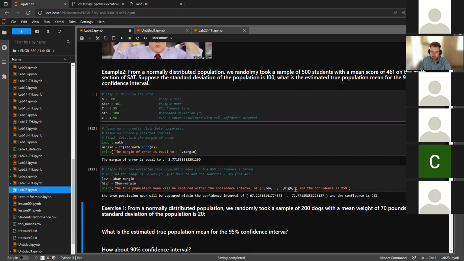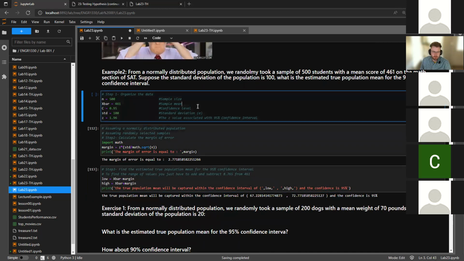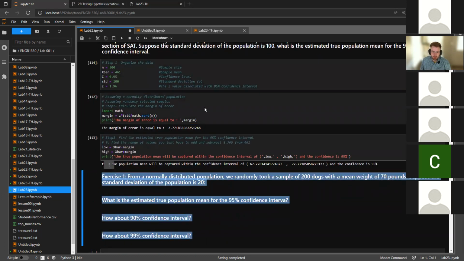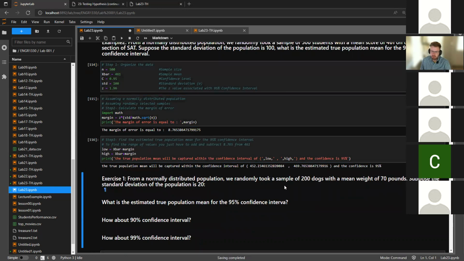So what I can say is that with 95% confidence, the mean will be captured somewhere between 76 and 72. Oh, I didn't run this again. I was like, why is that number like this? Earlier, I did the next one. So let me run them all again. That number doesn't make any sense at all. All right, here we go.